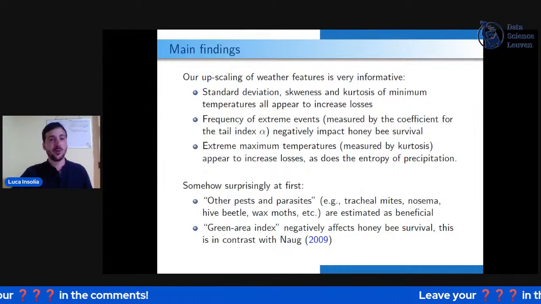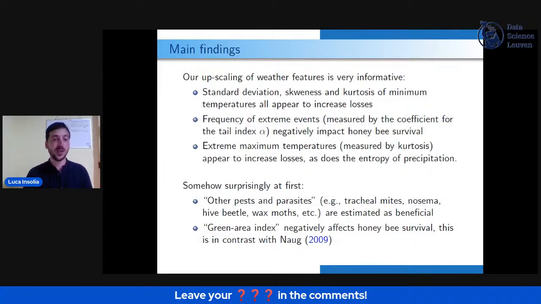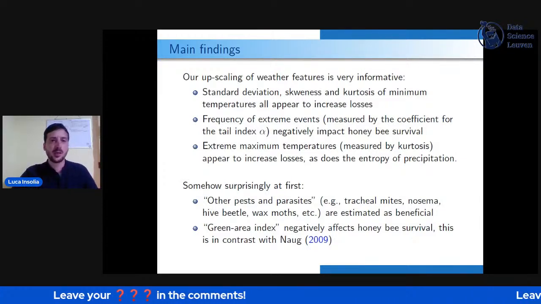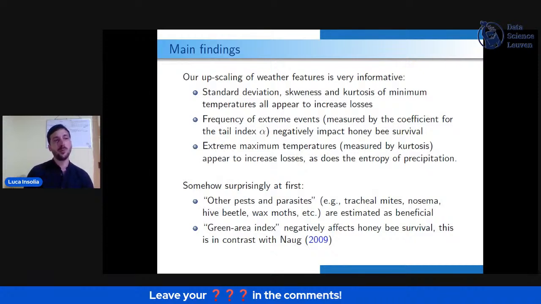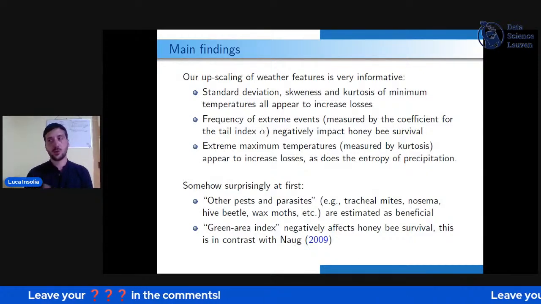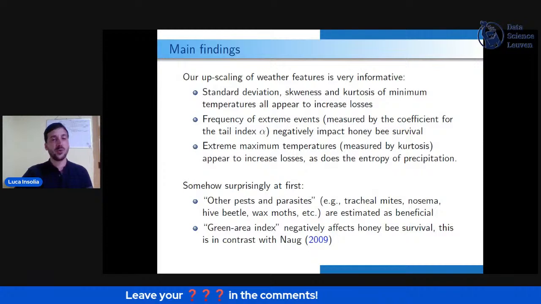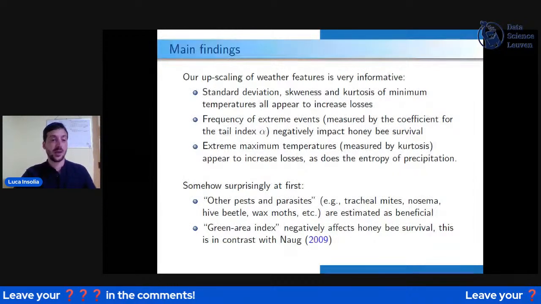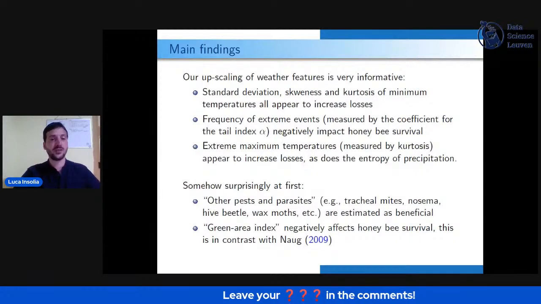And also the entropy of precipitation, which essentially tells us the unpredictability of precipitation patterns. Somehow these other features were selected with an opposite sign than what we expected, but what we believe is that other pest and parasite is too strongly correlated with Varroa, so it's actually capturing beekeepers' expertise, and also the green area index has a negative sign as opposed to the expected one. This seems to be due to the fact that it's capturing state-level variability.